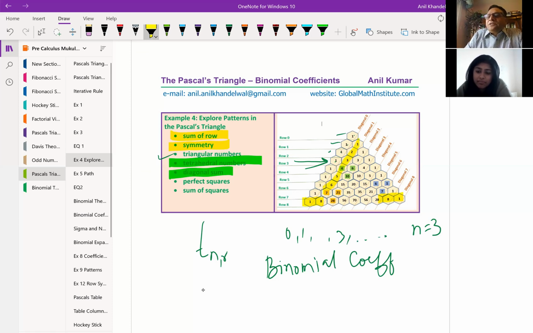If I have to add 1 to 100, we have a formula: n times n plus 1, divided by 2. So the sum of 6 numbers will be 6 times 7, which is 42, and half of that is 21. You see that 21 written here?